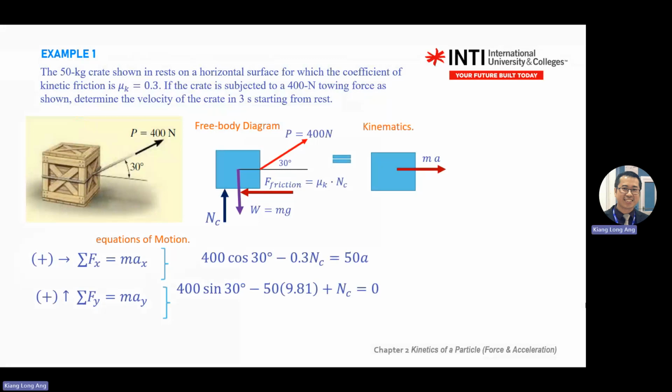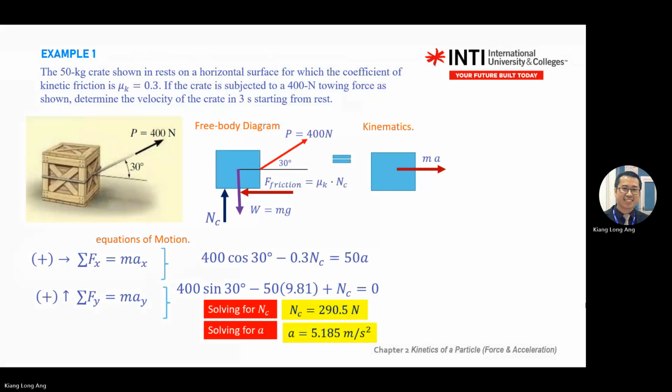Okay. Now once you have this one, you get your N C equals something. And then you substitute for A, you get your A equal to something. Important is the unit. Important is the unit.